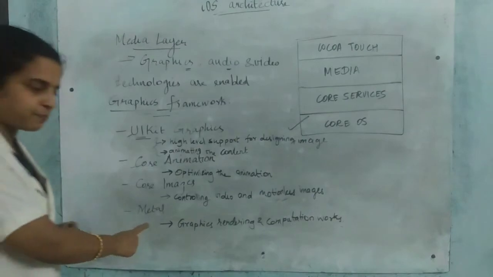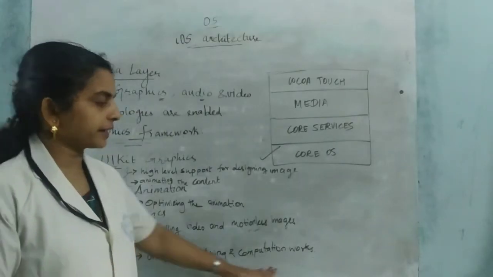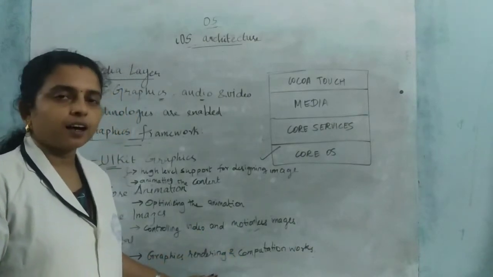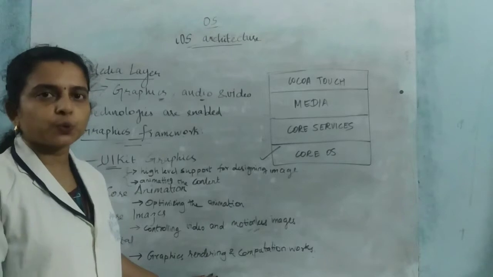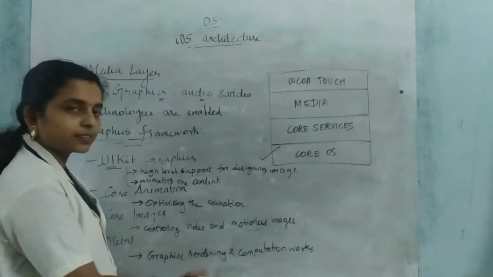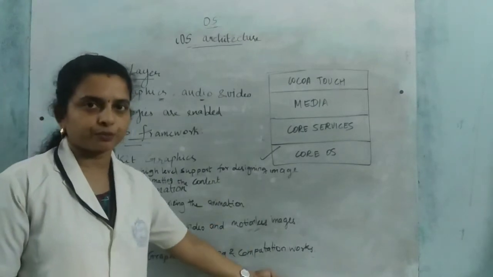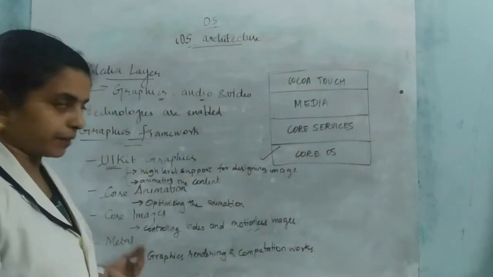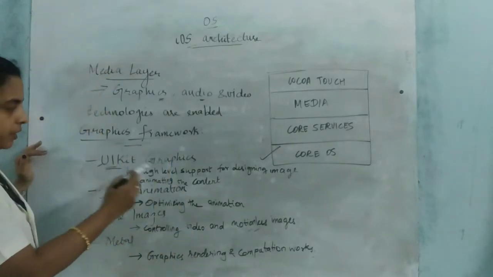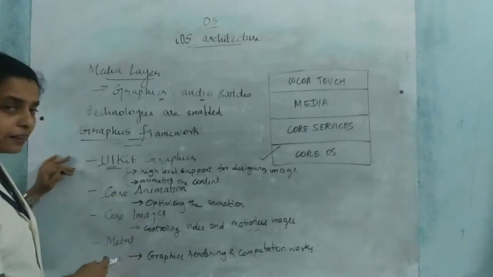And the last one is Metal. Okay, Metal supports graphics rendering and computation work. Graphics rendering means converting the original image into 2D or 3D, some work related to that we call graphics rendering. So graphics rendering and some other computation work are supported by this Metal. Okay, understand? So under this graphics framework, we have seen UIKit graphics, Core Animation, Core Image and Metal.